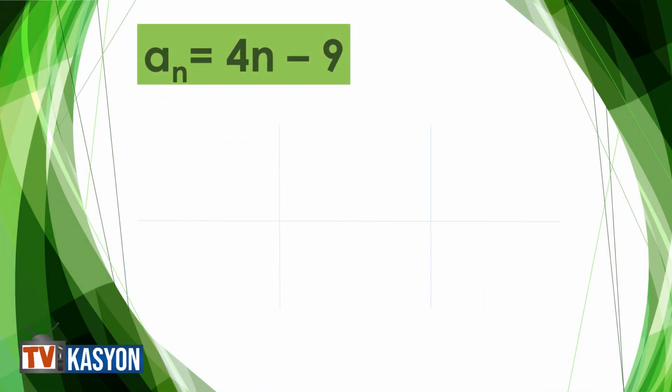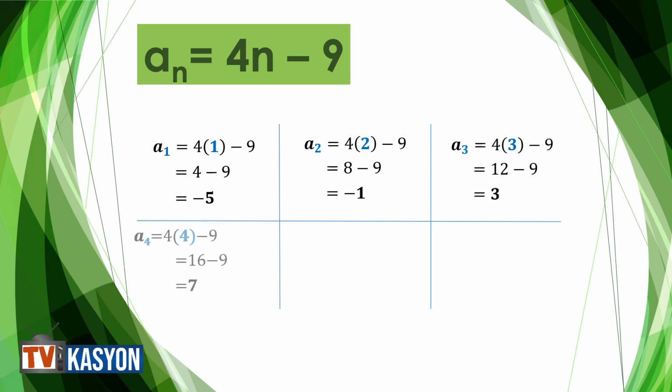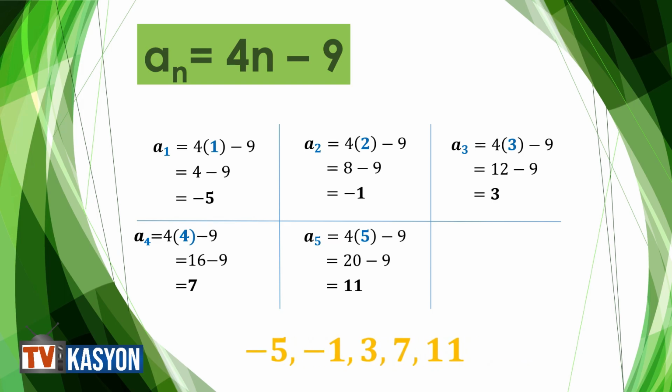Looking at the calculations, we can now say that the first 5 terms of the arithmetic sequence a sub n equals 4n minus 9 are negative 5, negative 1, 3, 7, and 11.